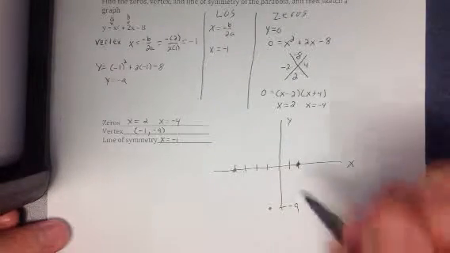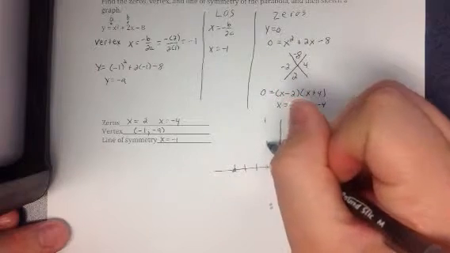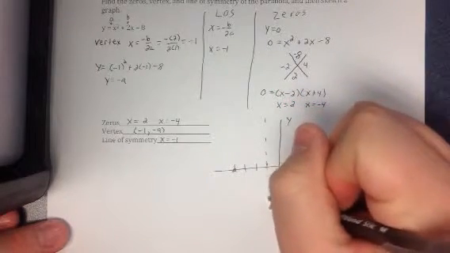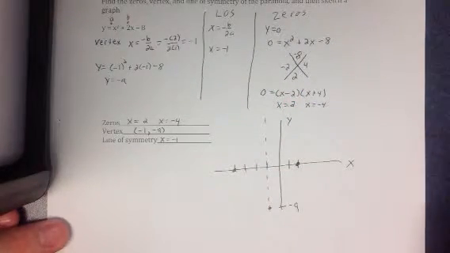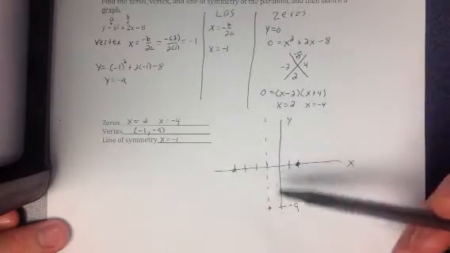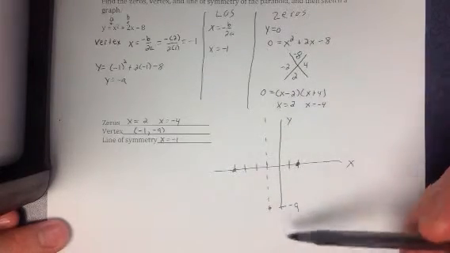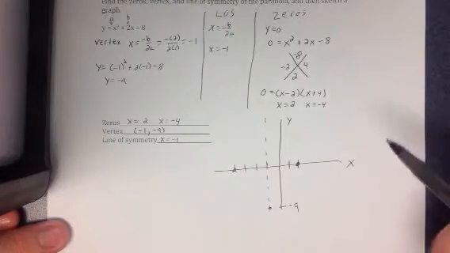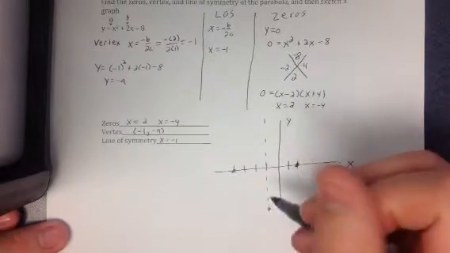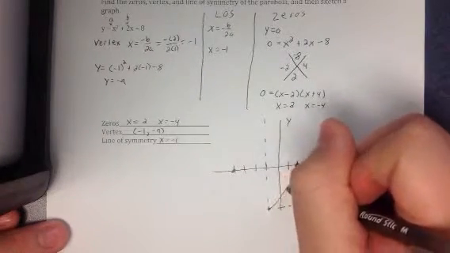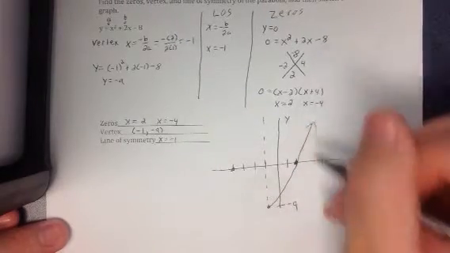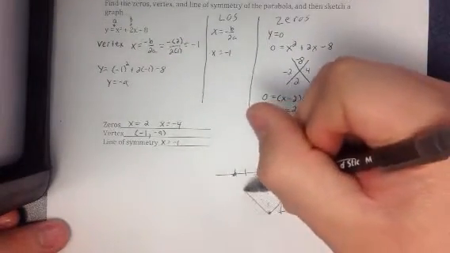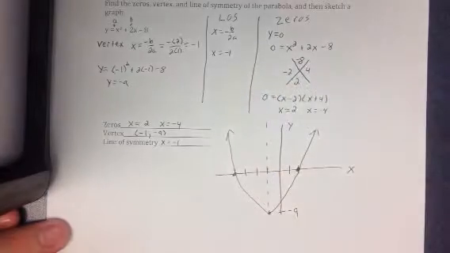Now your line of symmetry again is that vertical line, and it's kind of imaginary. It's not really on the graph, but we draw it anyway. So it's that vertical line that goes through the vertex that mirrors the parabola on both sides. So once we have all that drawn, we can draw our parabola.